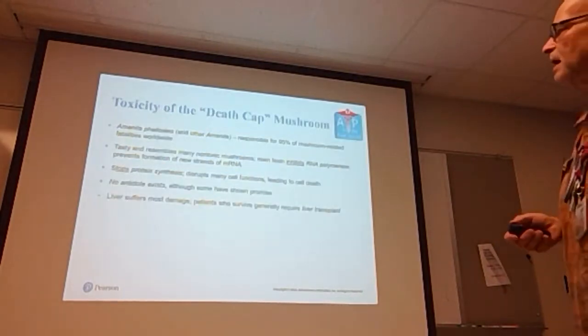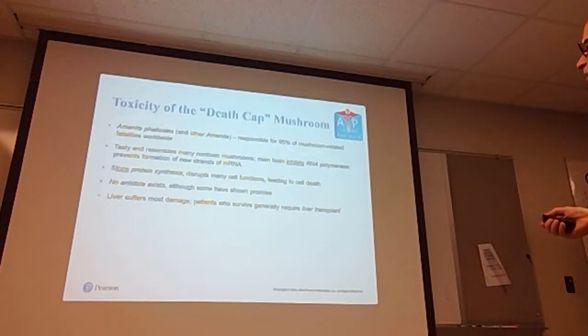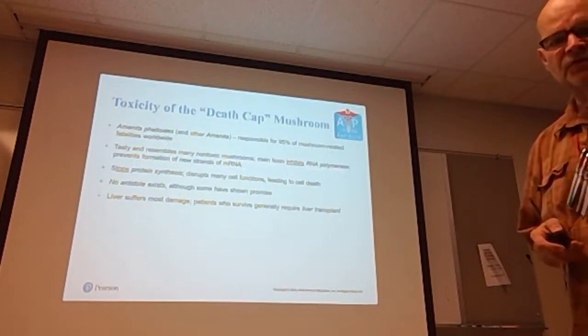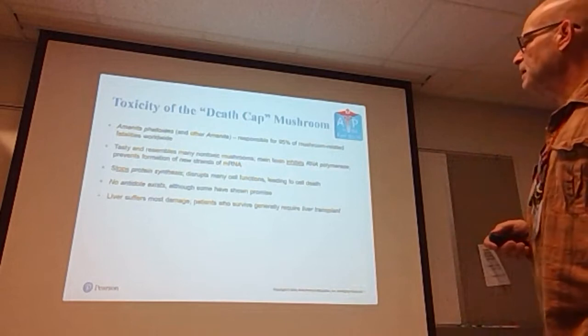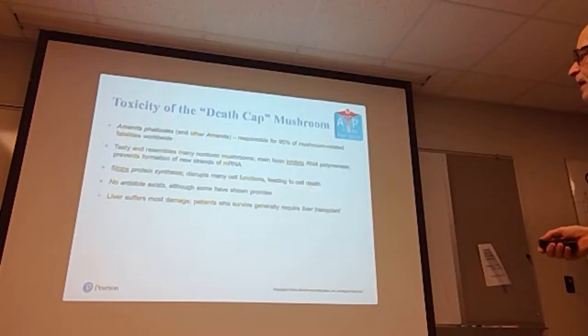The death cap mushroom, there's the scientific name, Amanita phalloides, responsible for 95% of the mushroom related fatalities worldwide. Why is that? Because, well, it's tasty, for one thing, even though it's incredibly toxic. It resembles many non-toxic mushrooms. And what does the toxin do? It inhibits RNA polymerase, which prevents the formation of new strands of RNA. It basically stops you from making proteins, and that is not good. Stops protein synthesis, disrupts cell functions, and leads to cell death.